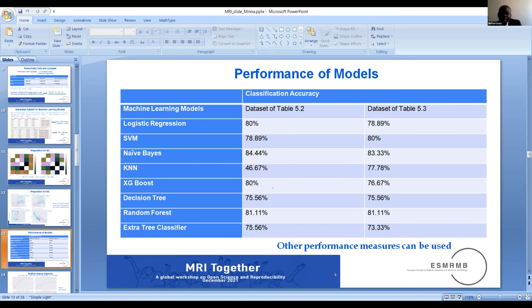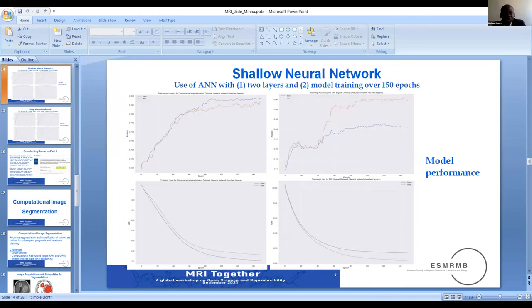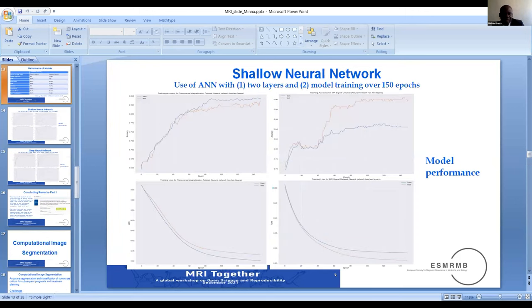So this is telling us that the nature of our computation can actually have an effect on the accuracy we are going to get at the end of the day. So this is just a summary of the accuracy, all right?